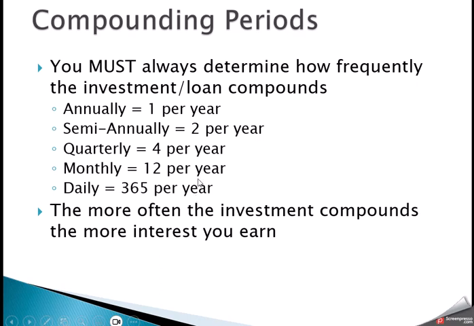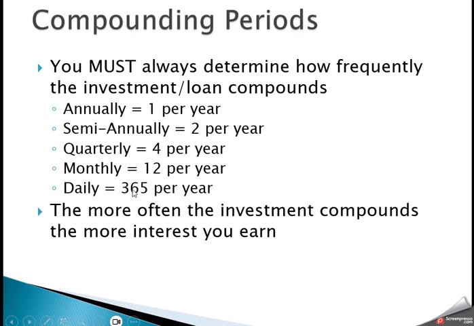So then you have to read the problem to say, okay, how many compounding periods do I have? If it's annually, you obviously just have 1 a year. That's the easiest. Semi-annually is twice a year, so there's 2 per year. Quarterly, there's 4 quarters in a year. Think, there's 4 quarters in a dollar. There's 4 quarters in a year. There's 12 months in a year. And if it's daily, it is 365.